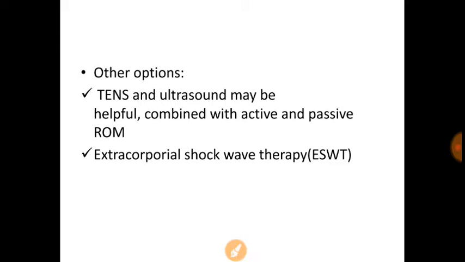Other methods can be TENS and ultrasound, which may be helpful combined with active and passive range of movement, and extracorporeal shockwave therapy.